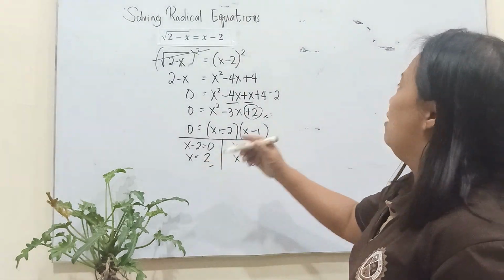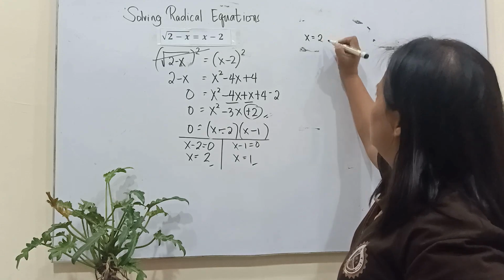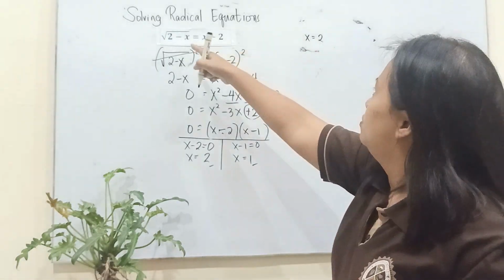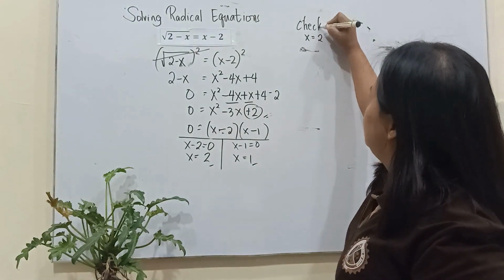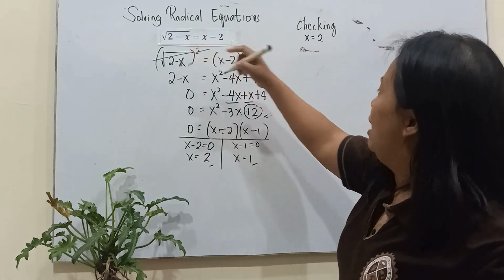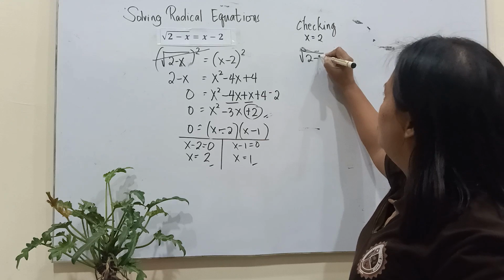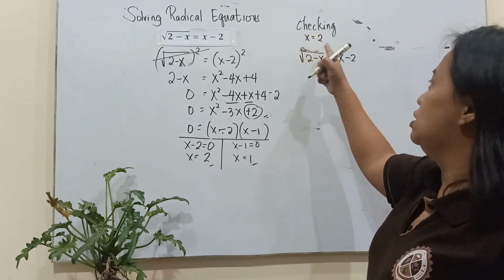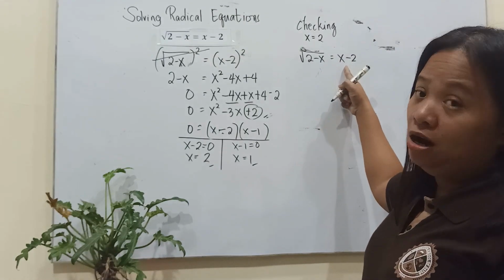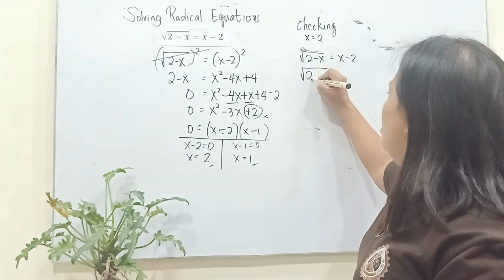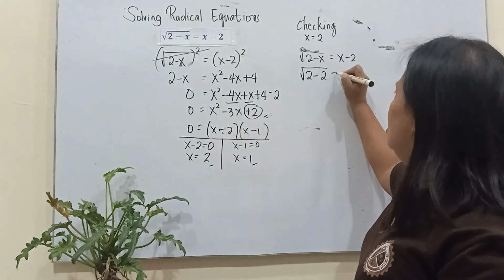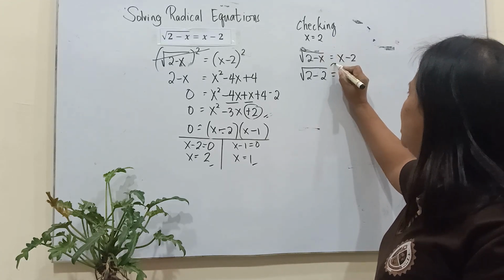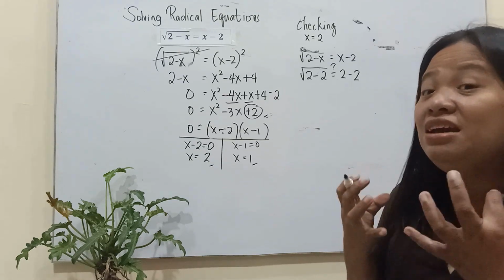So we have here x equals 2. We will check them one by one. So x equals 2. Checking. Going back to the original equation, we have square root of 2 minus x equals x minus 2. Substituting 2 to all the x's in our equation, we have square root of 2 minus 2 equals 2 minus 2. Are they really equal?